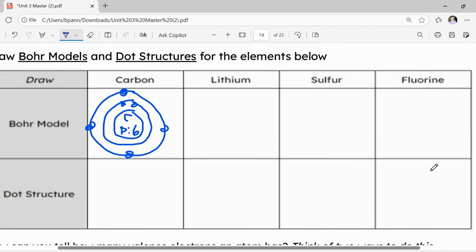so we know that we're done. Our dot structure will simply have the letter C, and then our 4 valence electrons, one at the top and one on each side. Make sure that your valence electrons match the dot structure exactly.